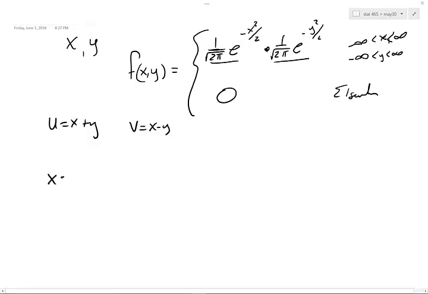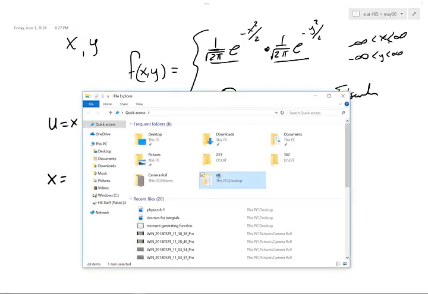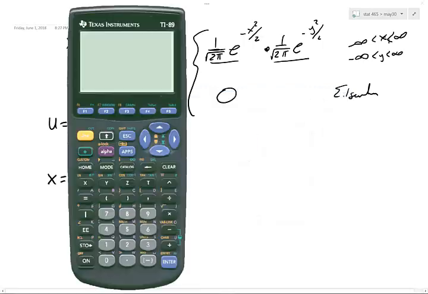If I solve for x, and again, I'm going to show you this on my calculator. Here's the deal. I could solve this. I had nothing but time. I wanted to impress the ladies. You could really impress them with some algebra.